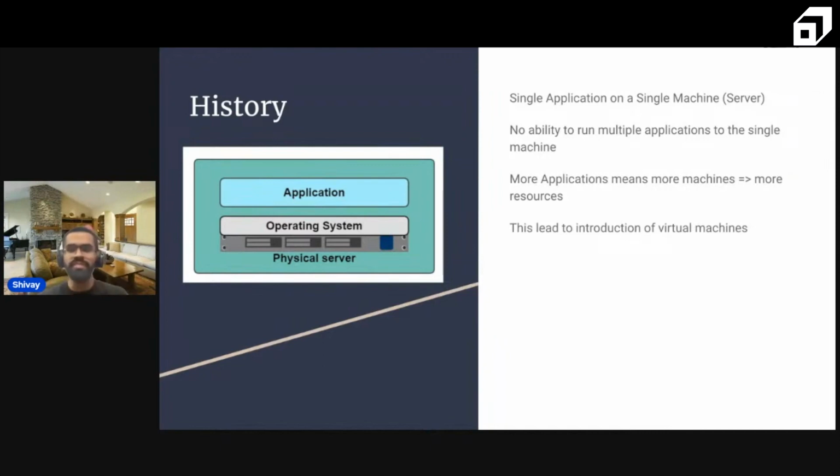And also, if we just take a look at how these applications were basically run and deployed. Historically, we used to run a single application on a single machine, also called a server, and there was no ability to run multiple applications on a single machine. So if you were to run multiple applications on multiple machines, you'd require more resources, that would lead to more time involved in running these resources.